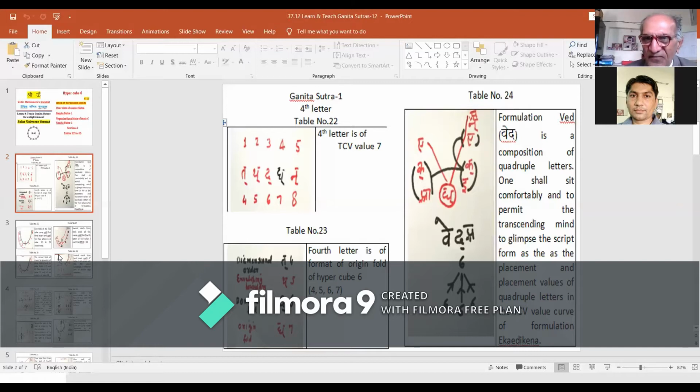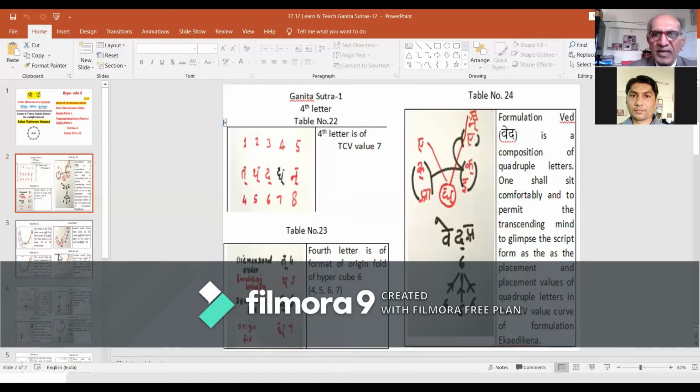One shall sit comfortably and permit the transcending mind to glimpse the script form as well as the replacement values of the quadruple letters of formulation Ved, and have parallel formatting with the placements of letters and values along the TC value curve of the formulation Eka Adhikain. This is table number 20.